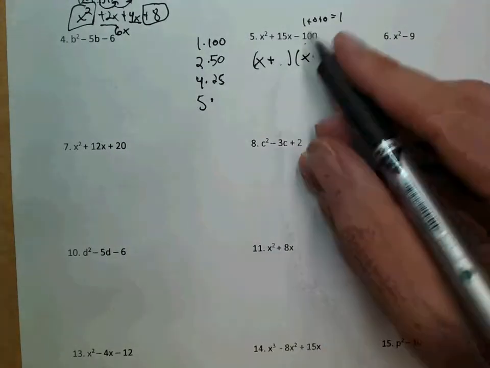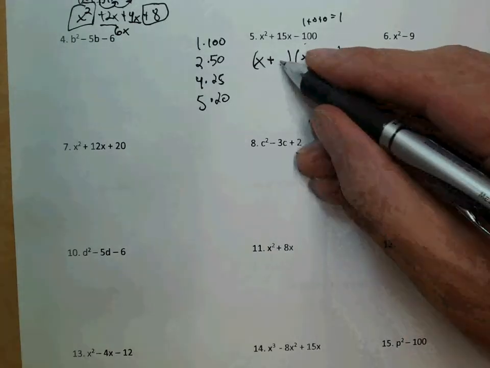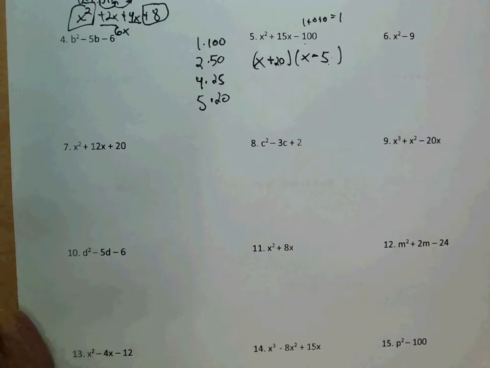5 goes in evenly because it ends in a 0. 5 times 20, and 20 minus 5 does give you 15. So x has to be 20. It's x plus 20 times x minus 5.